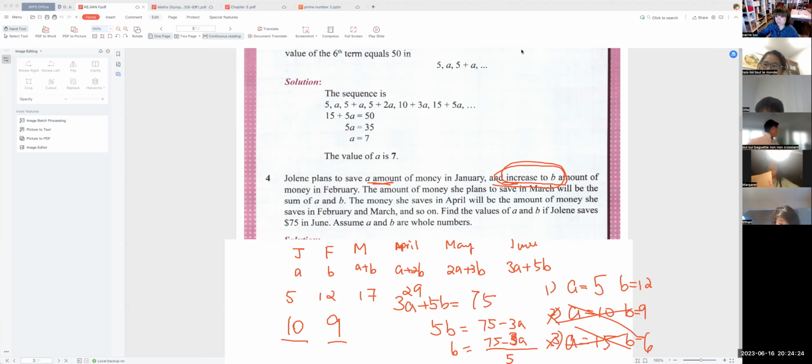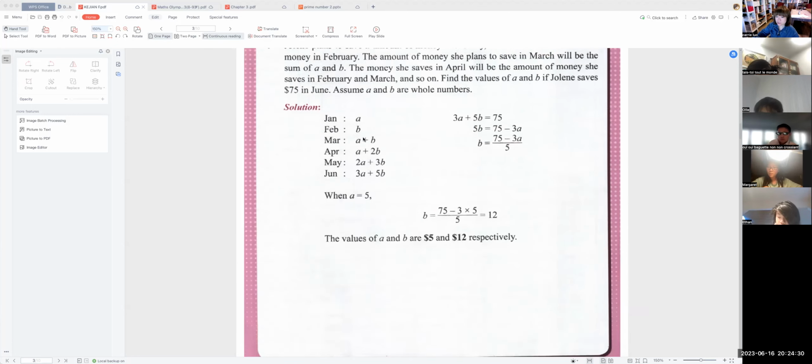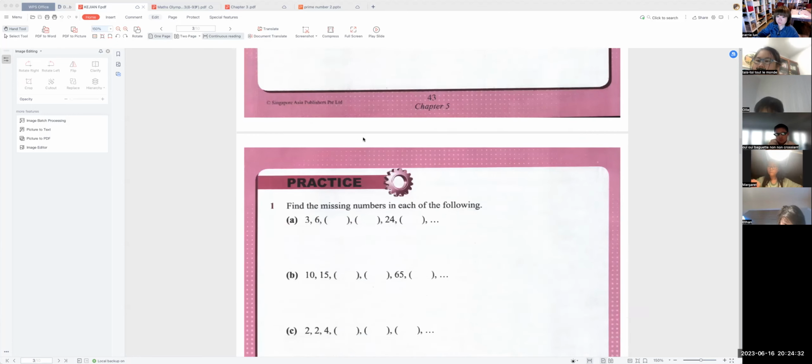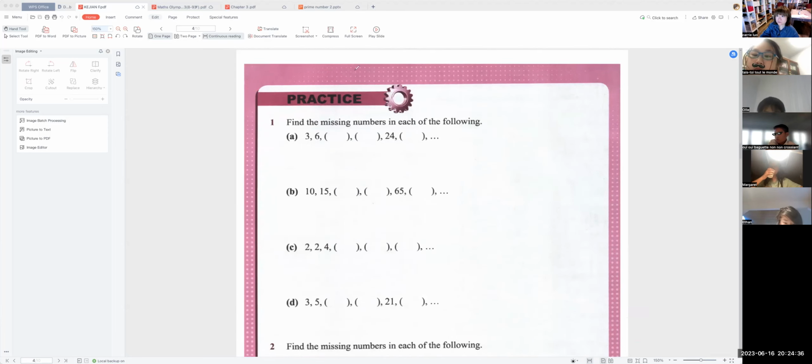So A is 5 and B is 12. You didn't read carefully, right? That's the thing. We need to read the question carefully, okay? So boys and girls, now let's take a look at this one. The first one is very easy, just fill up the numbers.